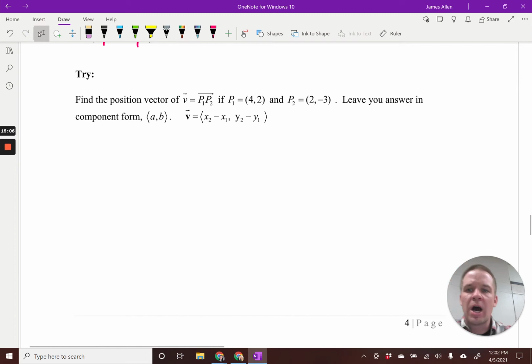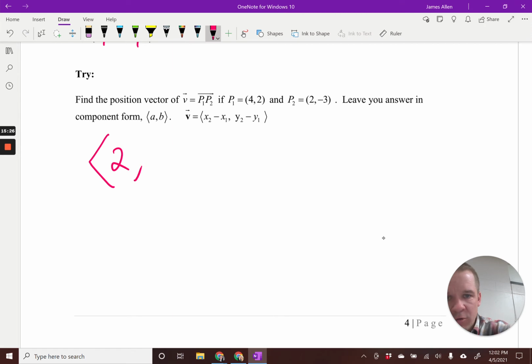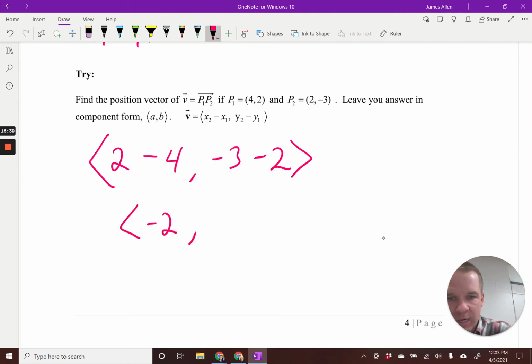So let's see here for this one. Find the position vector. This time it doesn't give us a graph to look at. Find the position vector v with the points 4, 2 being your initial and 2, -3 being your terminal, and leave it in component form. We would have x2, so 2 minus x1, comma, and then -3 minus 2. I'd end up with -2, comma, -5.